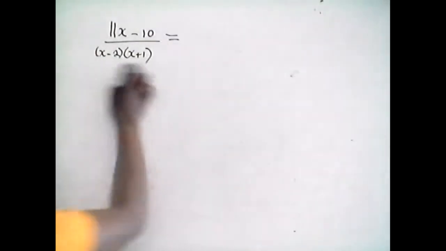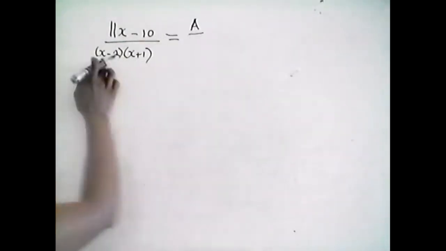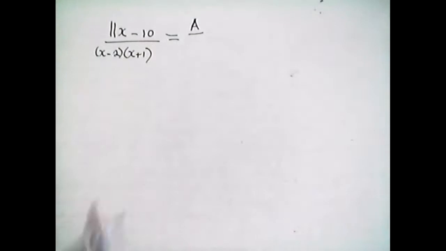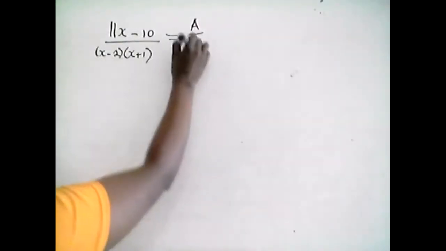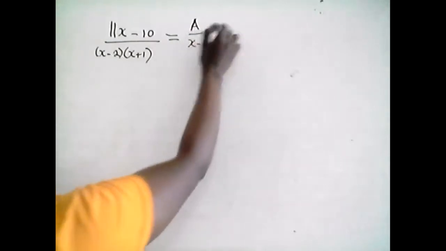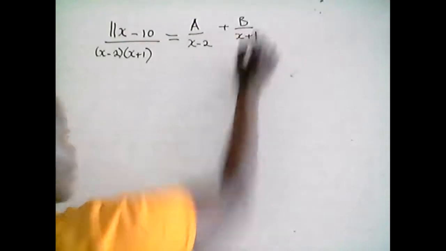So what we are going to do here is, since this is linear as you're able to see, it is just a, since we have two factors here, so we're going to have a and b. So a over x minus 2 plus b over x plus 1.